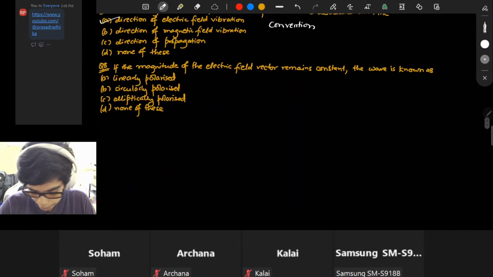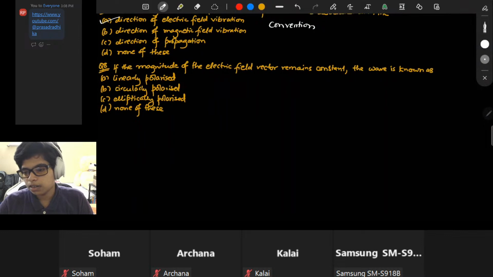Next up, we have a question on the magnitude of electric field vector. So once again, we will relaunch this poll. So the question is, if the magnitude of the electric field vector remains constant, the wave is known as A, linearly polarized, B, circularly polarized, C, elliptically polarized, or D, none of the above.